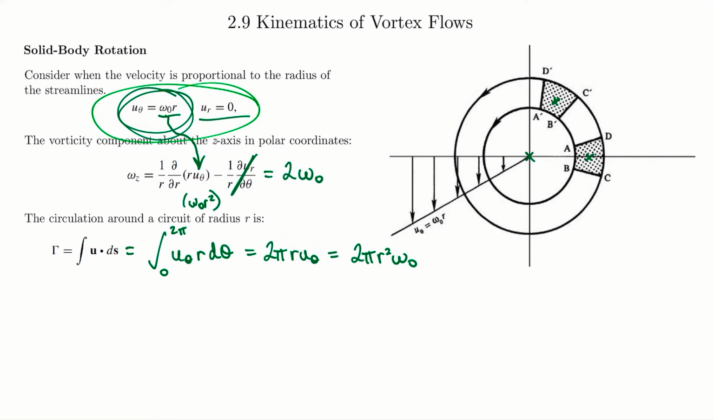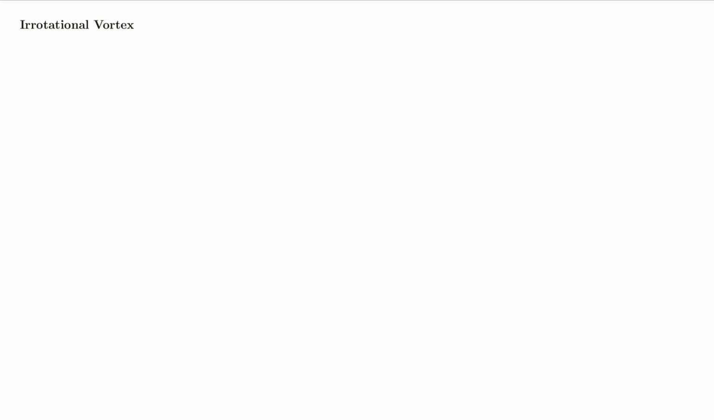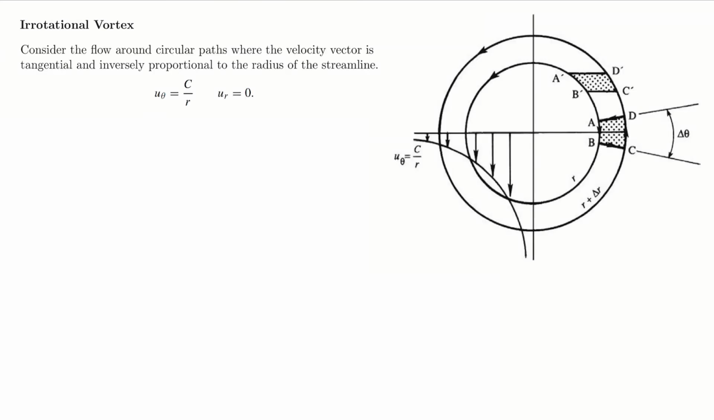So let's look at another one. Now we're going to look at what's called an irrotational vortex. We're going to notice here that circular streamlines don't actually have to imply that a flow has vorticity everywhere. So we're going to look at this irrotational vortex, which sounds kind of like an oxymoron, but we're going to do this by considering the flow around circular paths where the velocity vector is tangential and inversely proportional to the radius of the streamline. That's shown in the figure here. So our U theta is C over R. As the radius gets bigger, the velocity gets smaller.